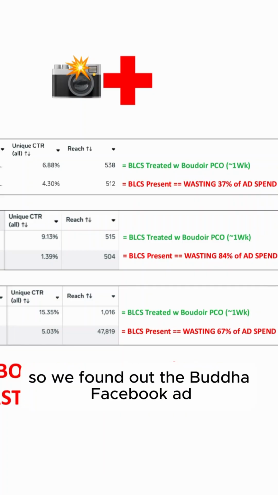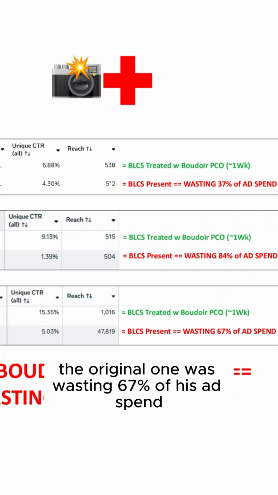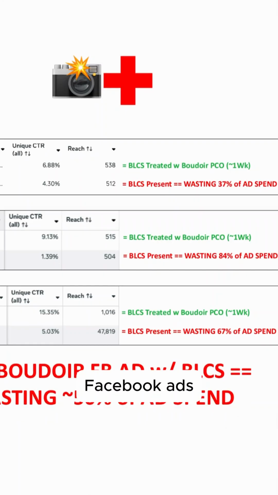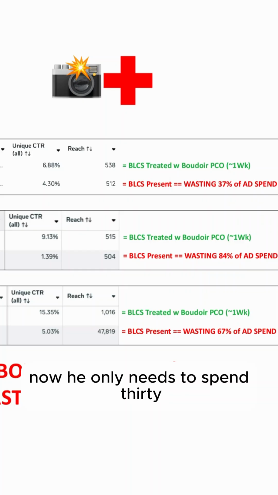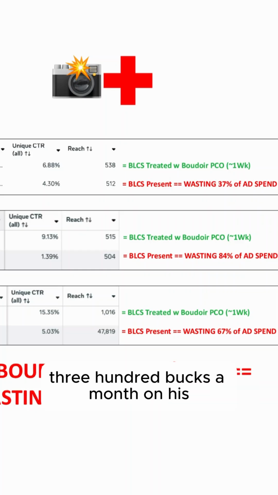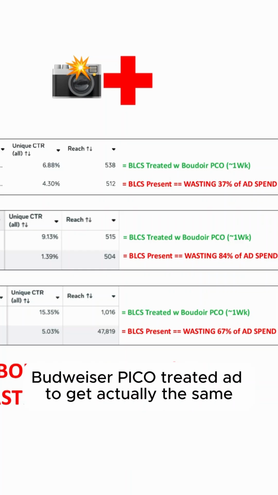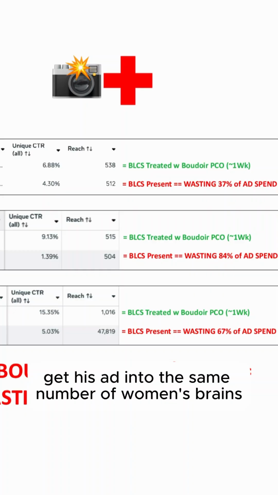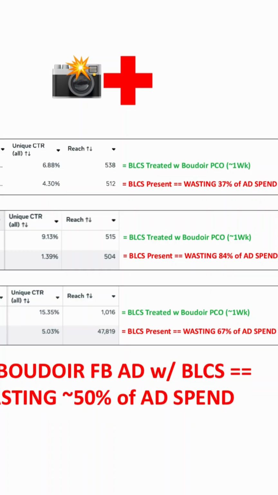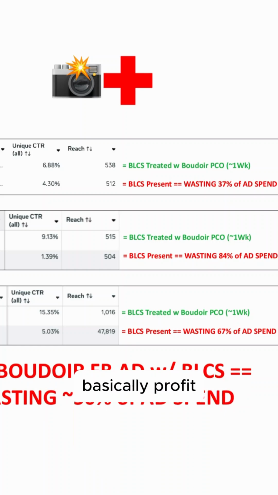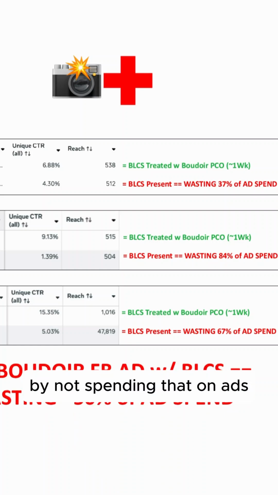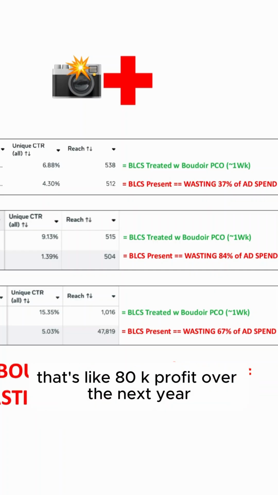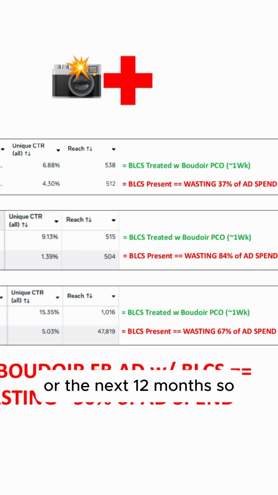So we found out the Boudoir Facebook ad, the original one, was wasting 67% of his ad spend. So if he was spending 10 grand a month on Boudoir Facebook ads, now he only needs to spend 3,300 bucks a month on this Boudoir Pico treated ad to get the same, to get his ad into the same number of women's brains. So, he can basically profit that 6,700 bucks a month by not spending that on ads because he no longer needs to, because that was 100% being wasted. That's like 80K profit over the next 12 months.